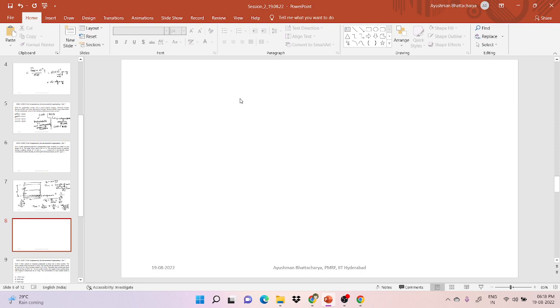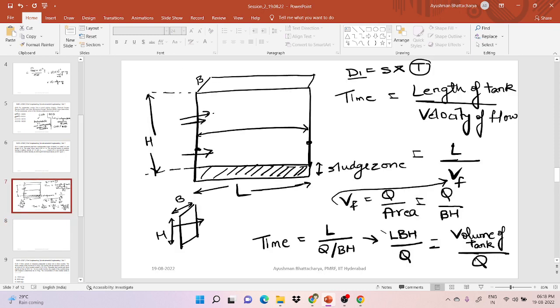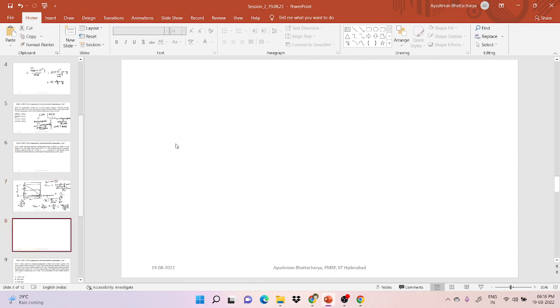Now, suppose one particle enters from here. How much time will it take to settle down? Suppose it is coming and it is settling here. There will be so many particles in the wastewater which have a tendency to settle down. So what will be the settling velocity at that time? The velocity of settling will be denoted by Vs, the settling velocity.